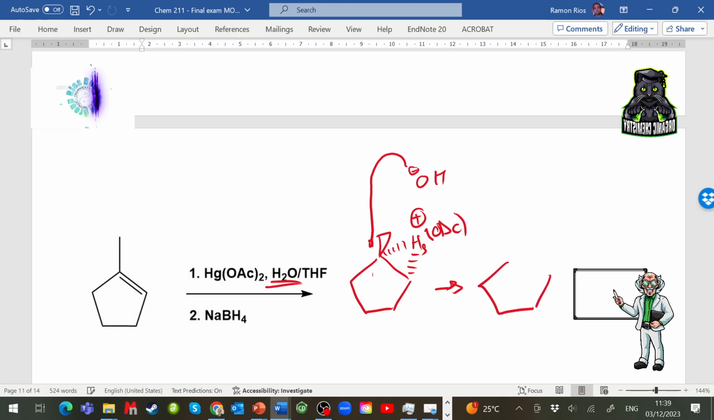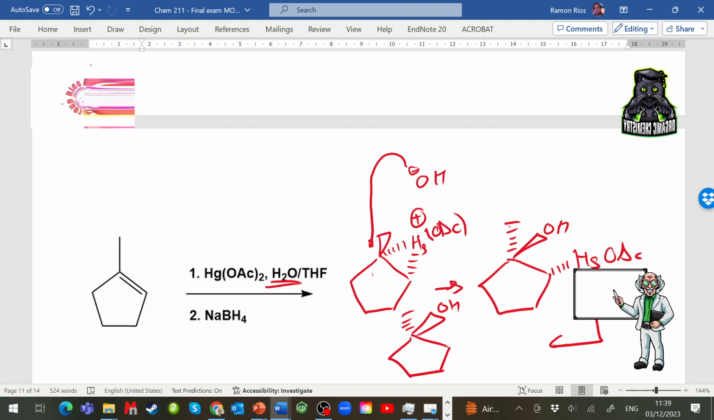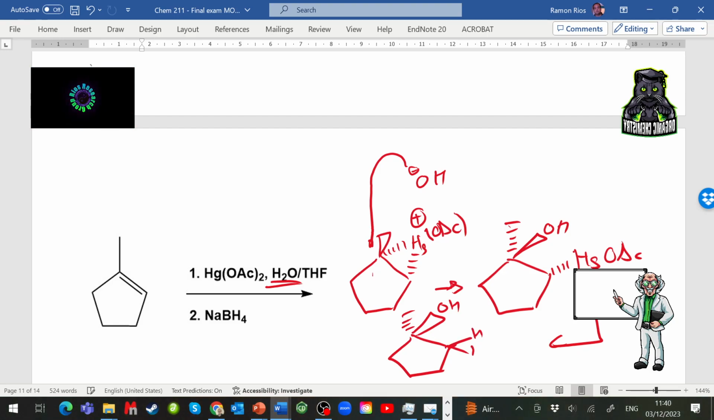Okay. To the most substituted carbon, and what we get is the mercury in the other position, and then we add sodium borohydride, which is only substituting the mercury acetate for a hydrogen. Okay, good.